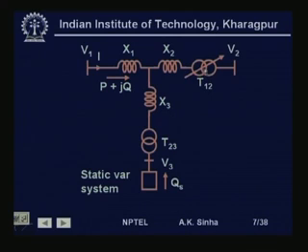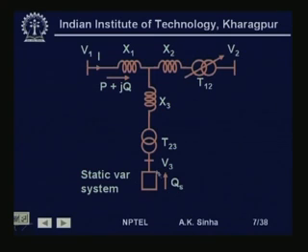Here we have the transformation ratio and we have a variable tap, that is T12, showing a variable tap between primary and secondary. So, by changing this T12 we are basically changing the tap on the secondary side of this.